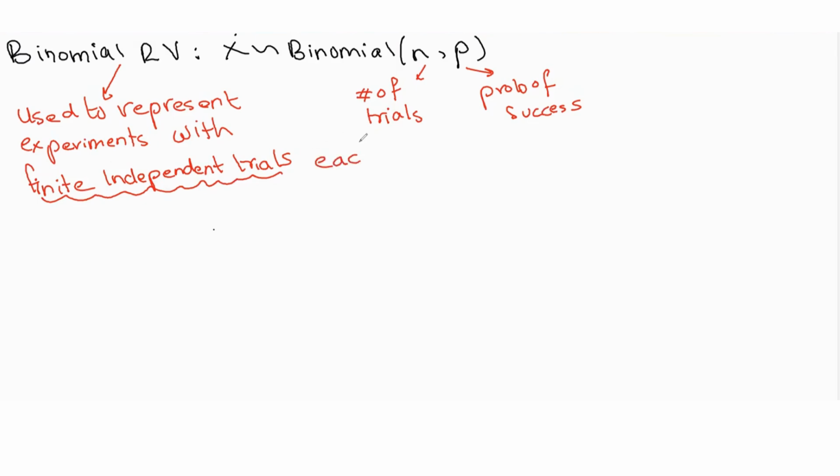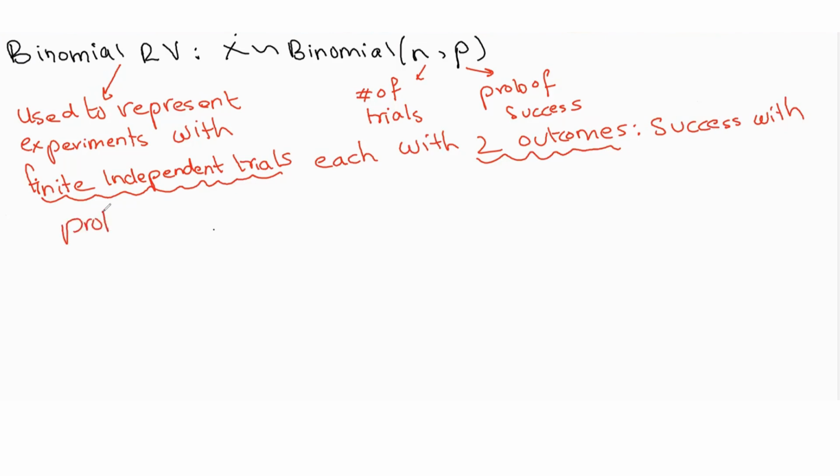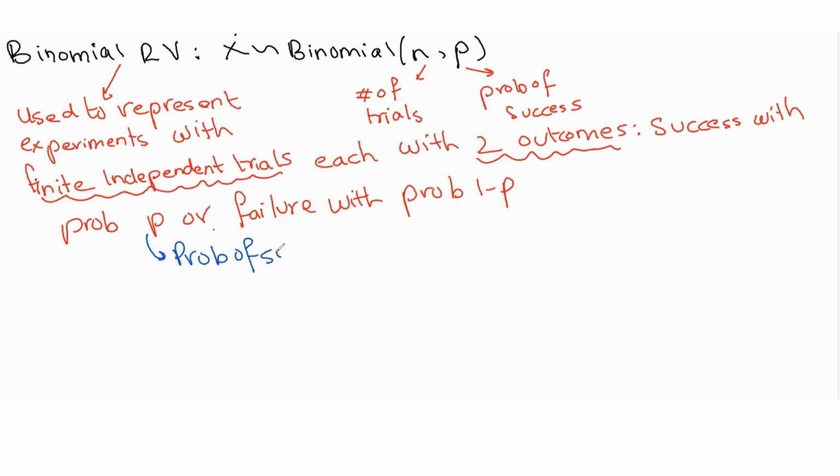Each trial has two outcomes, right? So you will either have success or you will have failure. So you have a finite number of trials, and each trial has only two outcomes. You can either have success with probability p, or failure with probability 1 minus p. So we can only use it in these specific outcomes. And another important part is that this probability of success needs to be constant in each trial.